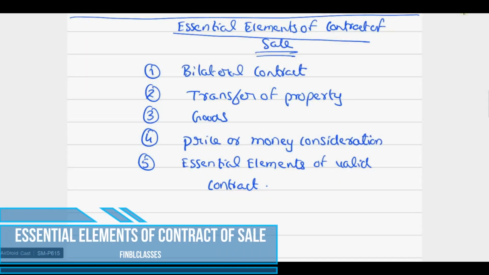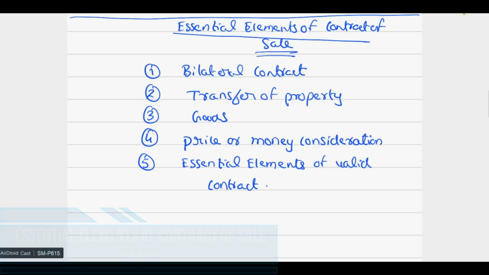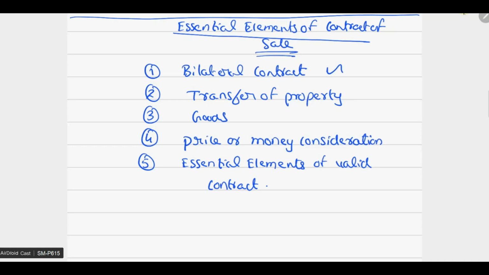So in this lecture we are seeing the essential elements of a contract of sale. ஒரு சேல் நடக்கணும்னா இந்த எல்லா எலிமெண்ட்ஸ் இருந்தால் தான் அந்த சேல் நம்ம சொல்லணும். ஓகே, first point we are talking about is the bilateral contract. So a bilateral contract is an agreement, right? It's an agreement involving two parties.